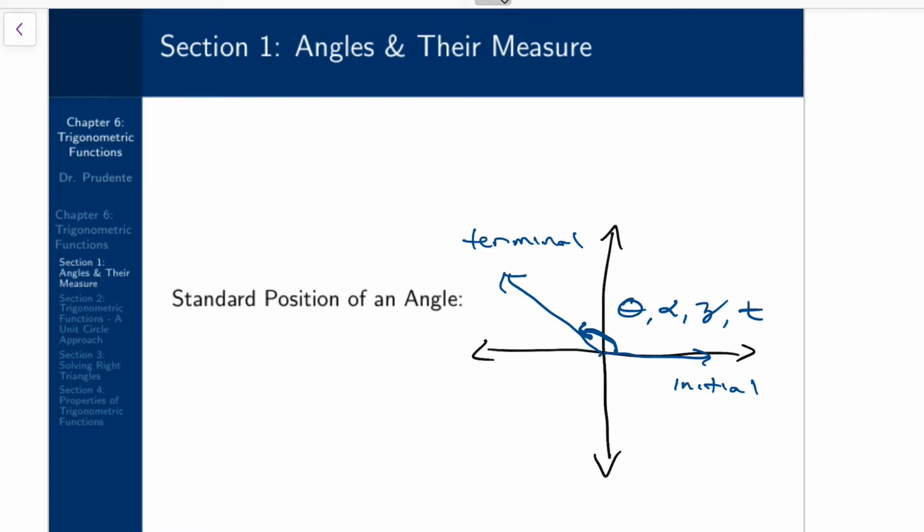When we move in a counterclockwise direction, we call that a positive angular movement, right? When we go counterclockwise this way. A clockwise direction, we consider a negative angle. That would be moving in that direction.